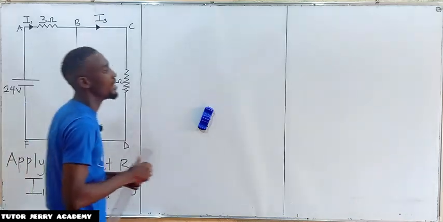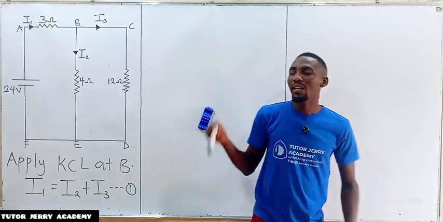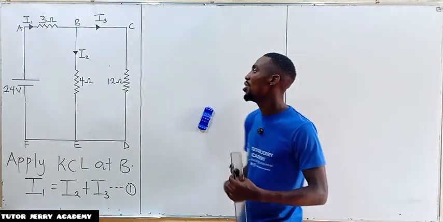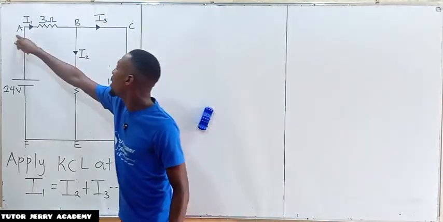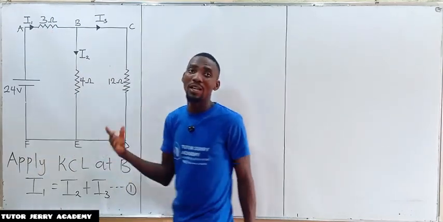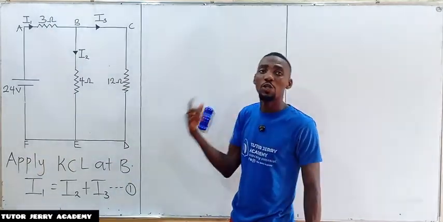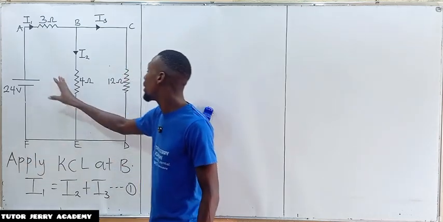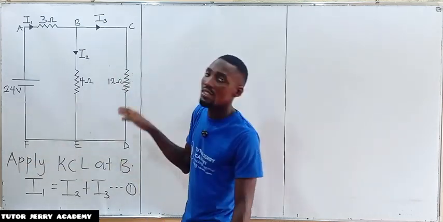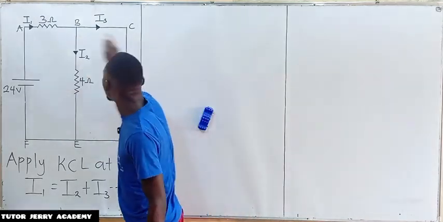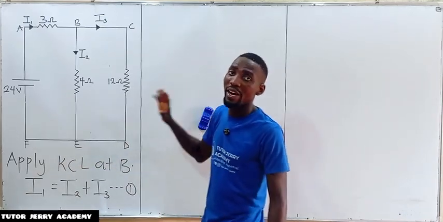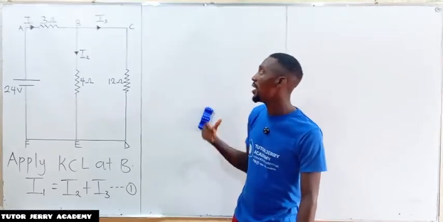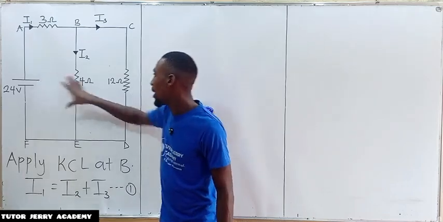All right. Now the next thing we are going to do is apply Kirchhoff's voltage law. But before we go into that, I want you to understand that we have 3 loops. We have A, B, F, E, because we know from the definition that a loop is a closed path of a circuit. A, B, E, F is a closed path, B, C, E, D is another closed path, while A, C, D, F is another closed path. But we are going to apply Kirchhoff's voltage law, that is KVL, at this loop and at this loop.